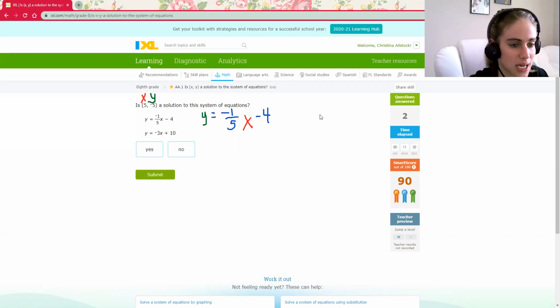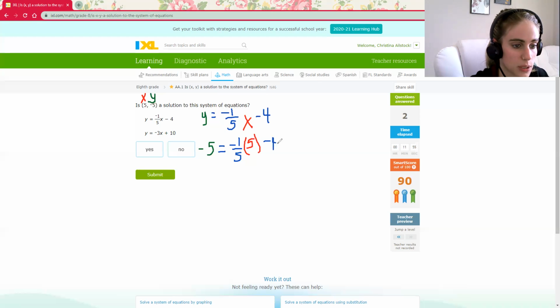All right, substitution time. My y value is a negative 5, so I'm going to replace the letter y with the number 5, or negative 5, my bad. Negative 5 is equal to the fraction negative 1/5 times x. That would be negative 1/5 times 5 minus 4.